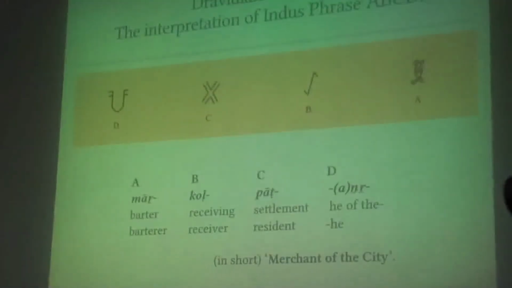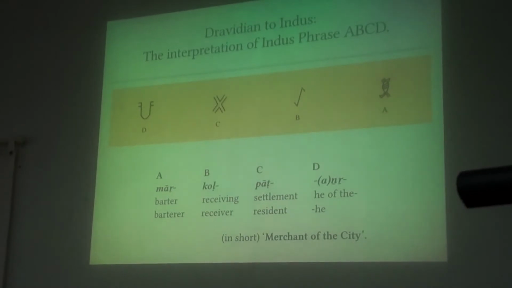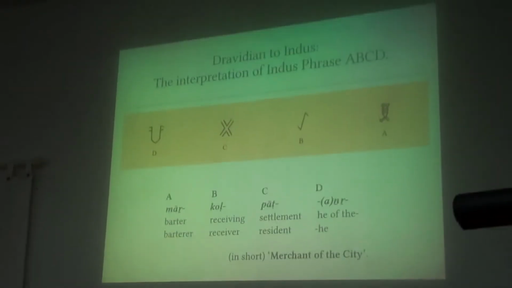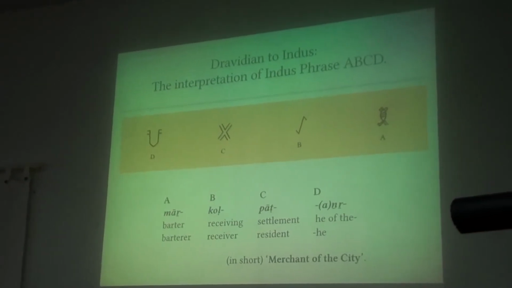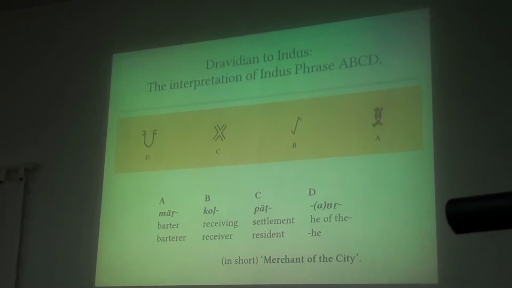Here you have the whole phrase ABC, wool, hook, crossroads and jar. Now they read respectively mar, kol, part, un, which means barter or barterer, receiving or receiver, settlement or resident, he or he or he. In short, one who receives barter and lives in a city, merchant of the city.